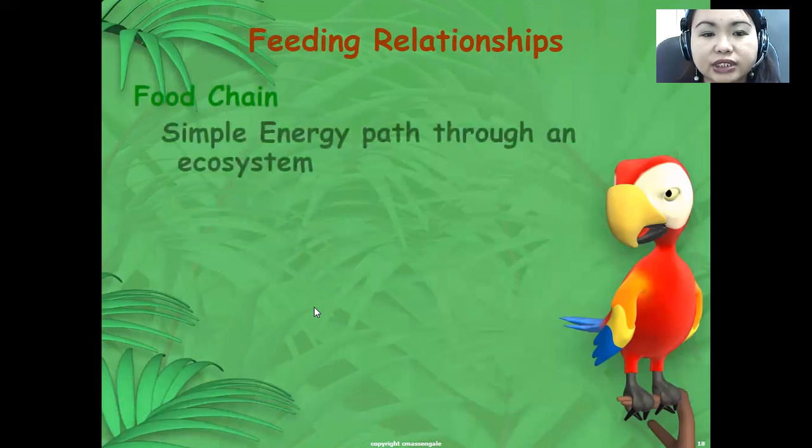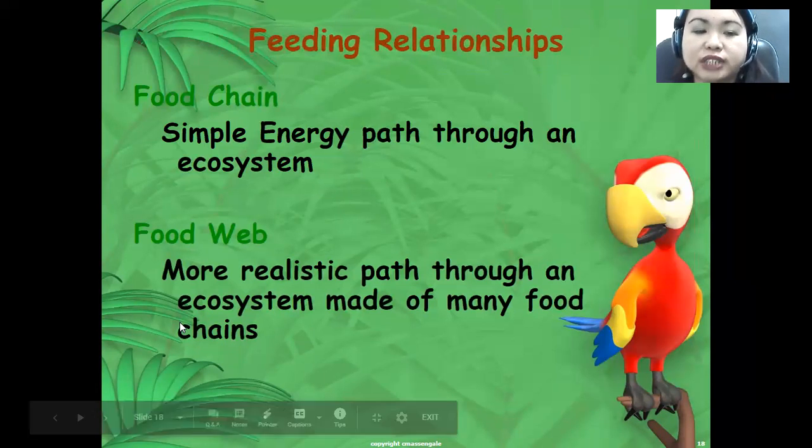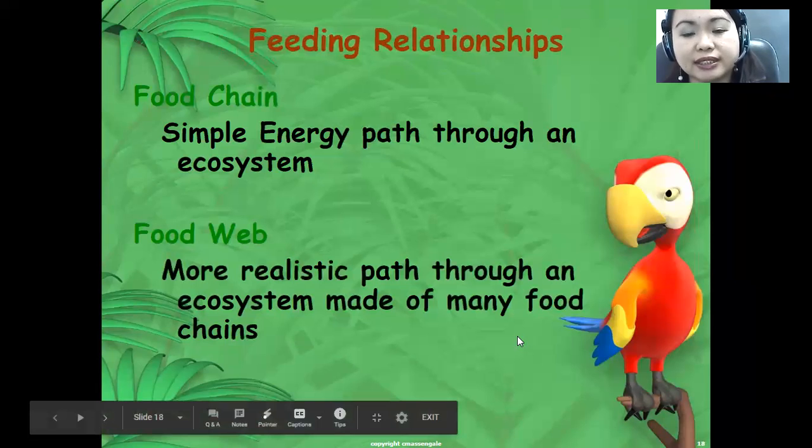Those are examples of food chain. Another feeding relationship is the food web. To differentiate food chain from food web: food chain is the simple energy path through an ecosystem, while food web is a more realistic path through an ecosystem, which is made up of many food chains, no? The interaction, the web.